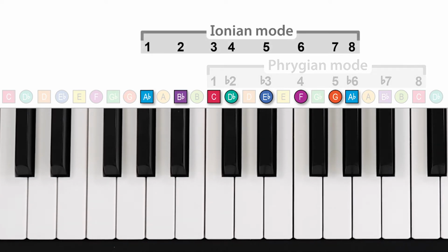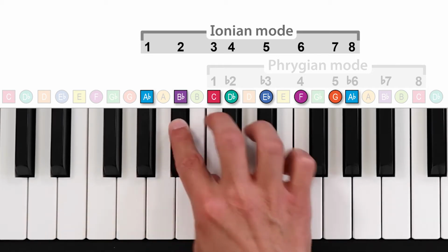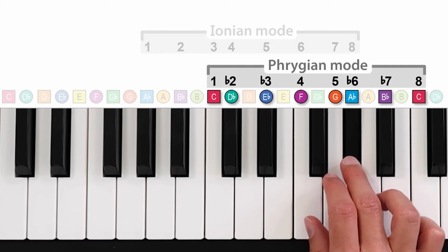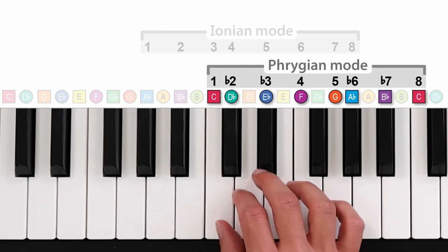As a result, the interval pattern that begins and ends on A flat sounds bright and happy, while the Phrygian pattern on C sounds relatively dark and mysterious.